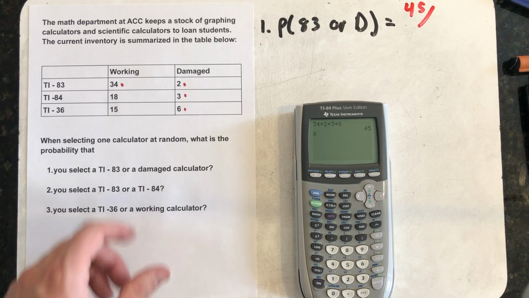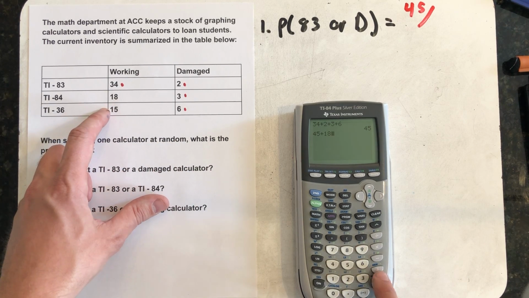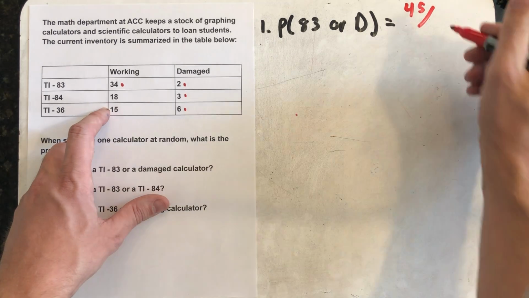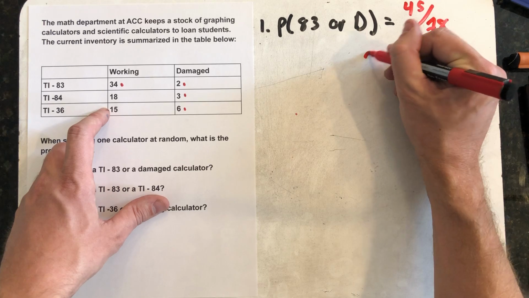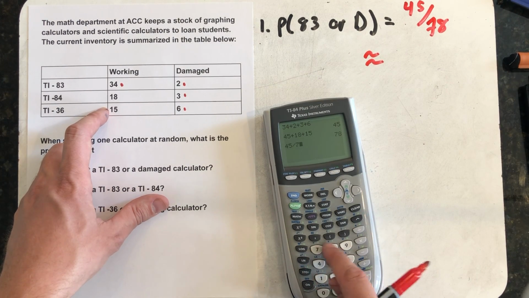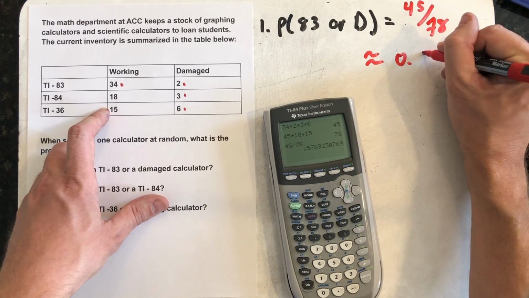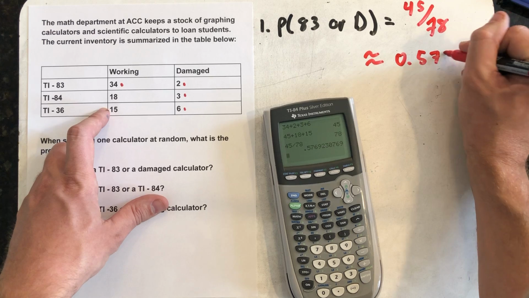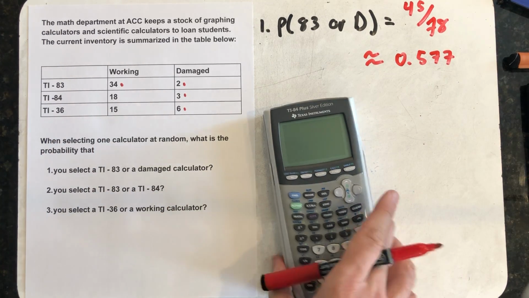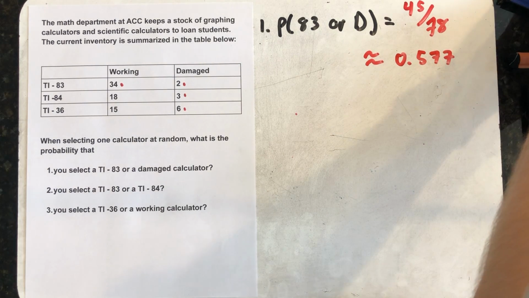Alright, how many total calculators do I have? Well, I've already counted 45 there, plus 18 and 15. I find out there are 78 total calculators. So there's my probability, and I'm going to state that to 3 decimal places. 45 divided by 78 is about 0.577. Well, I'd like to go through that calculation again, but this time using the formal addition rule.